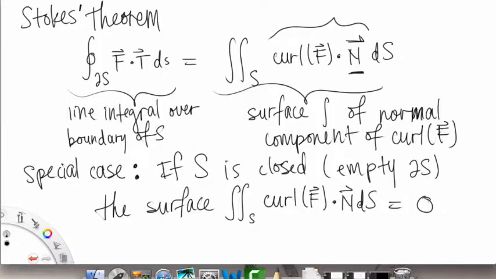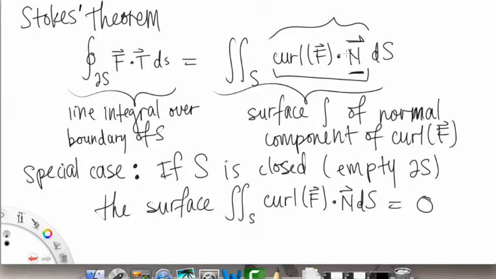So that's basically the statement of Stokes' theorem. As I said before, it's a generalization of Green's theorem, so it looks very similar. You just replace the D's for domain with S's, which stand for surface now. And now we have the normal component over here, and this part is different.